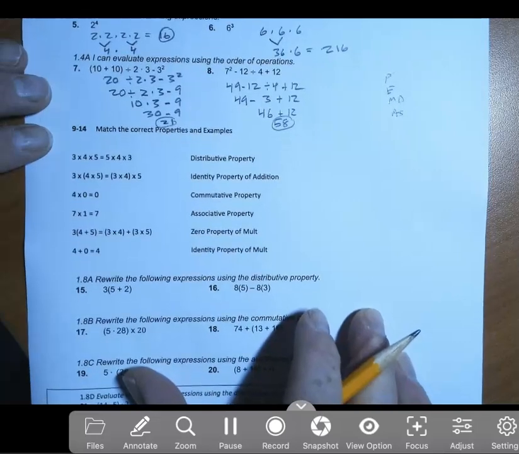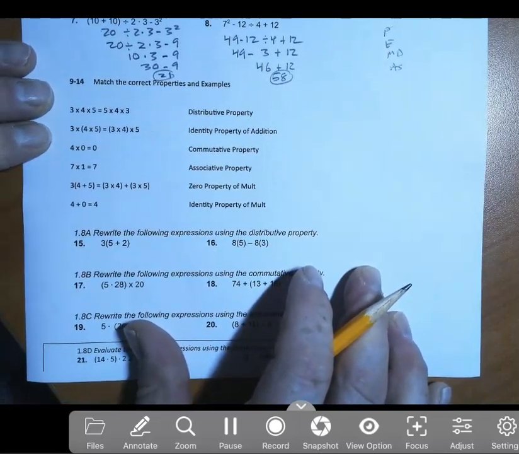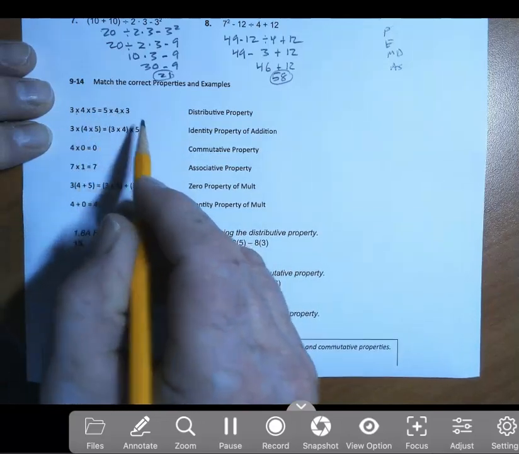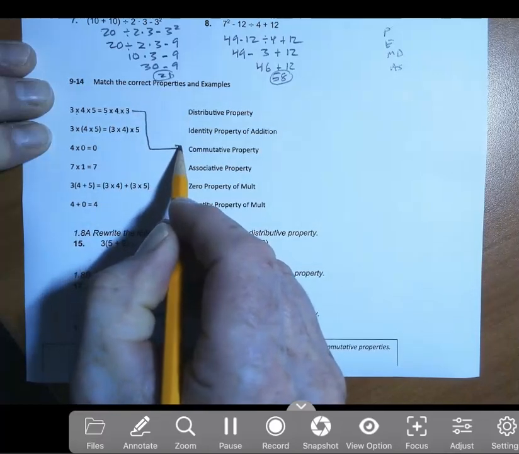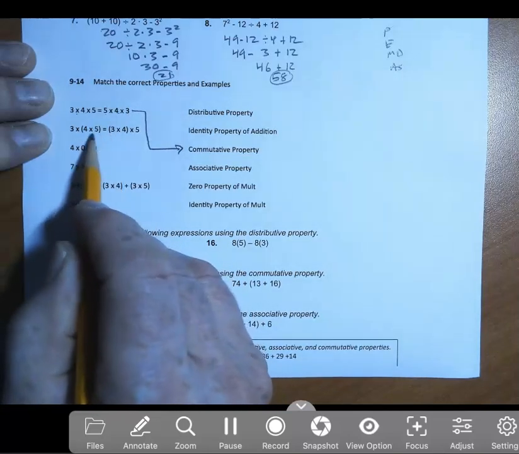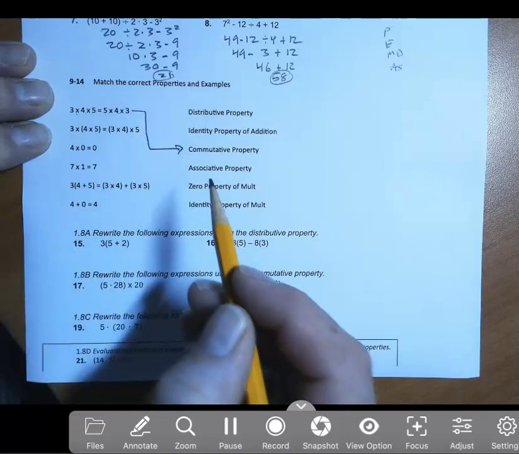Okay, I'm just going to slide this up, matching the properties to their examples. So 3, 4, 5, 5, 4, 3. These are just moving them around, so this has to be the commutative property. 3, 4, 5, 3, 4, 5. It looks like we just moved the parentheses, so this is going to be the associative property.